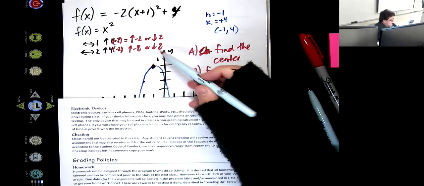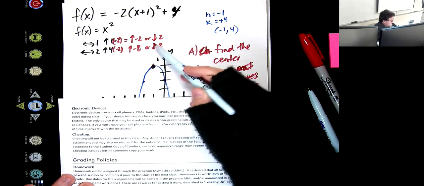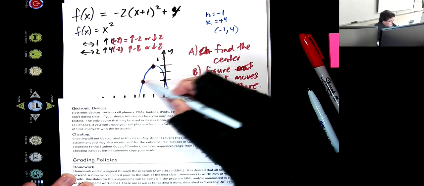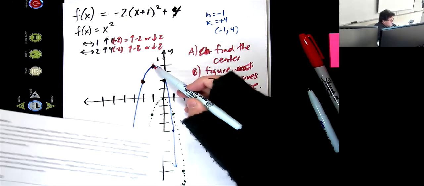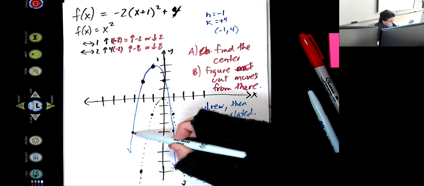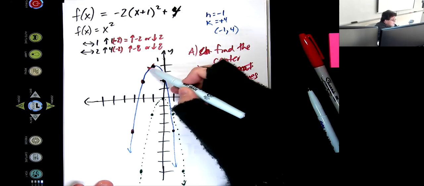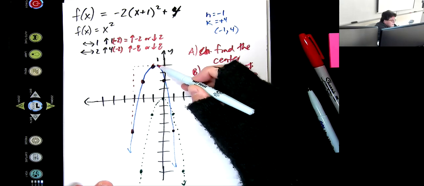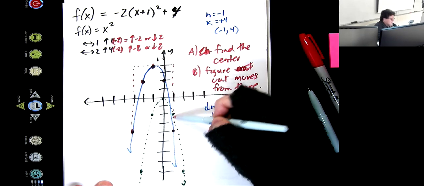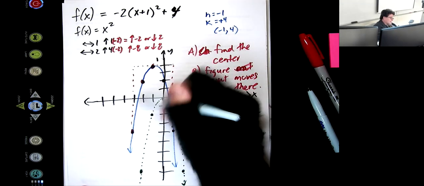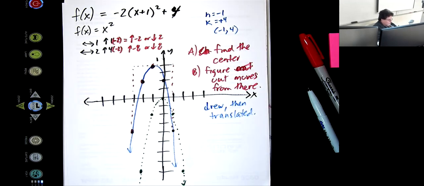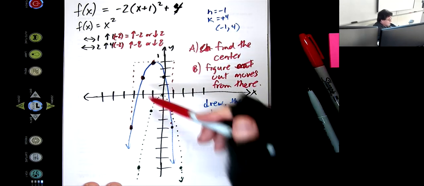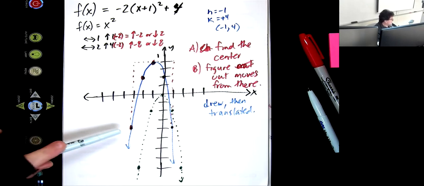From the -1, 4, I do this: over 1, down 2. So I go right 1, down 2. And then I go right 2, down 8. So I can find the points from there and connect from there, or you can draw what the graph looks like and then move it, whichever one you're comfortable with. They both end up, the points still end up at the same spot.